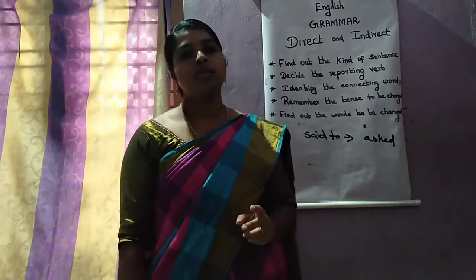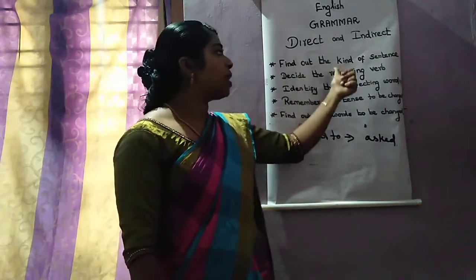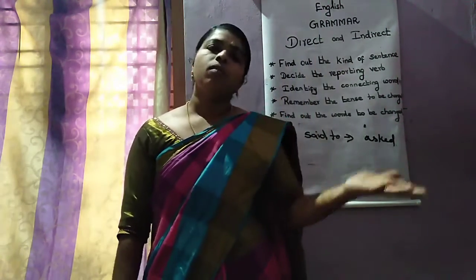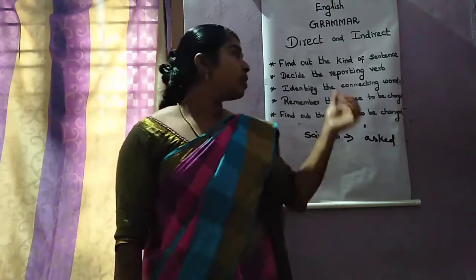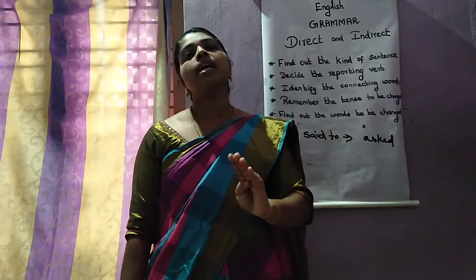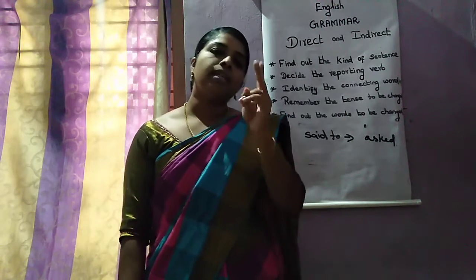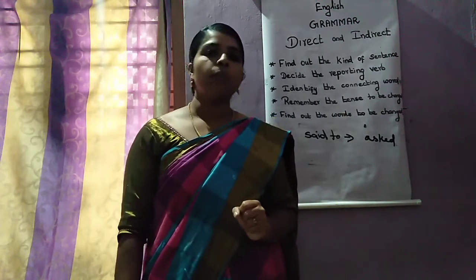Second rule, do you get it? Okay, find out the kinds of sentence. What type it is, you have to find out. Then, according to that, you have to decide the reporting verb. That is the second rule. Shall we move to the third rule?